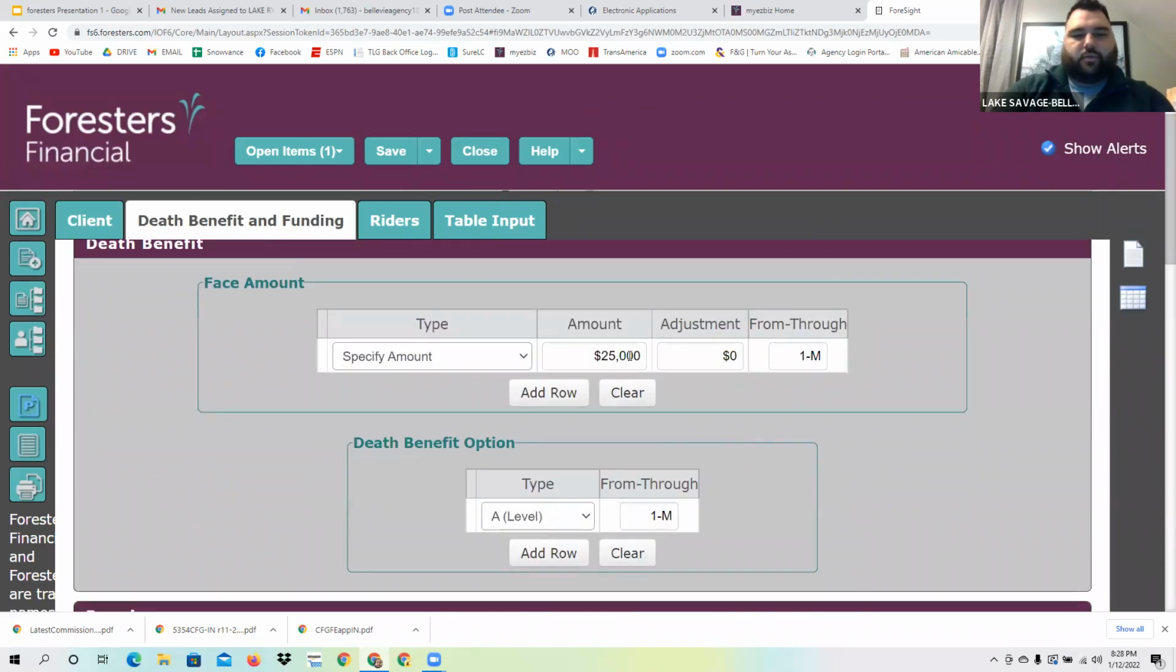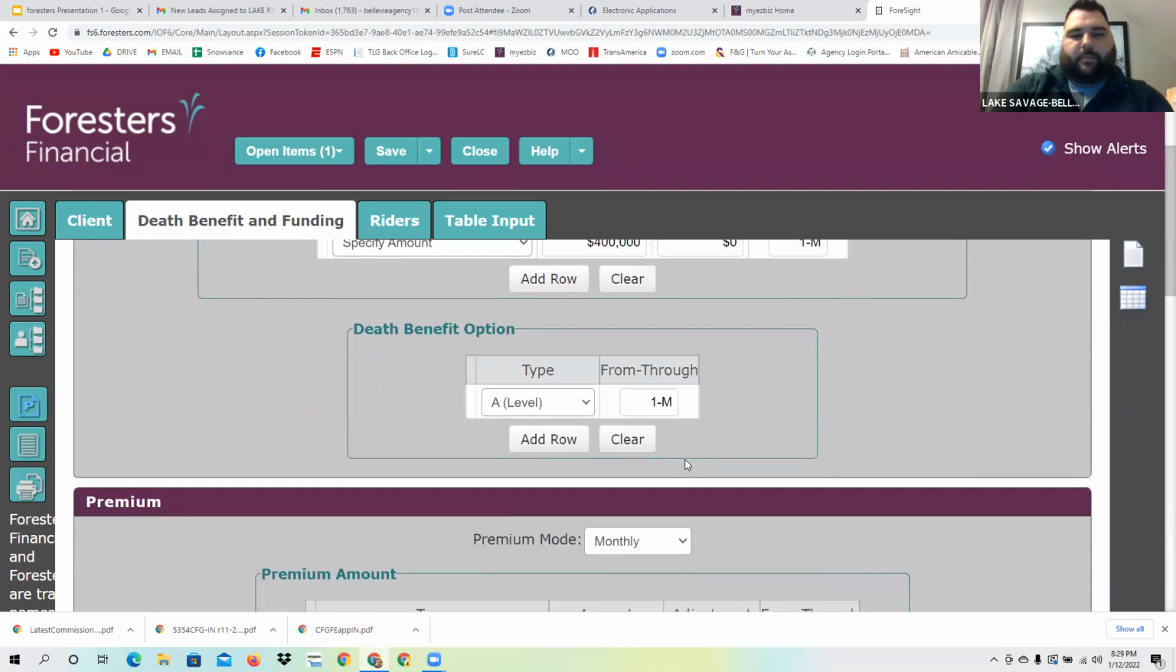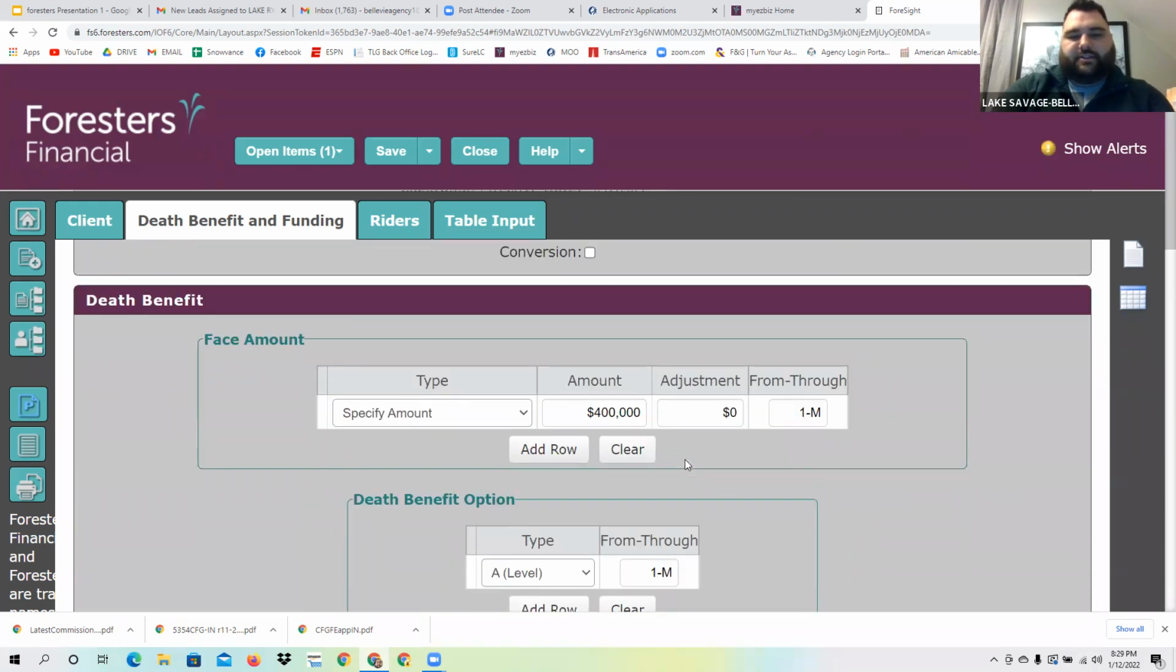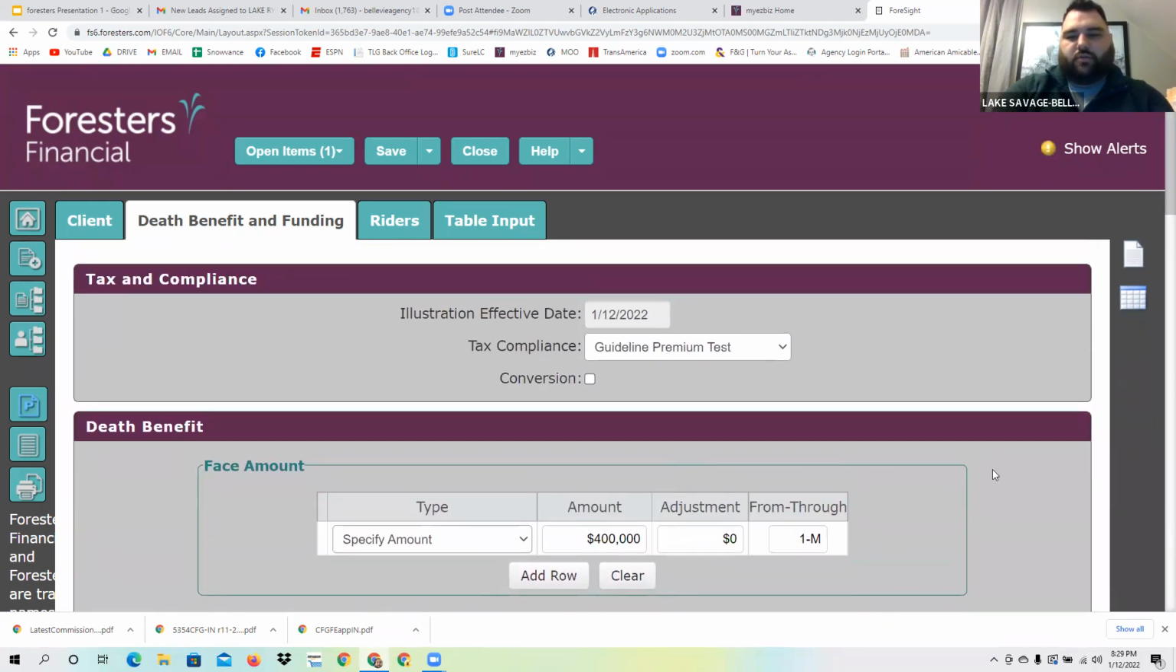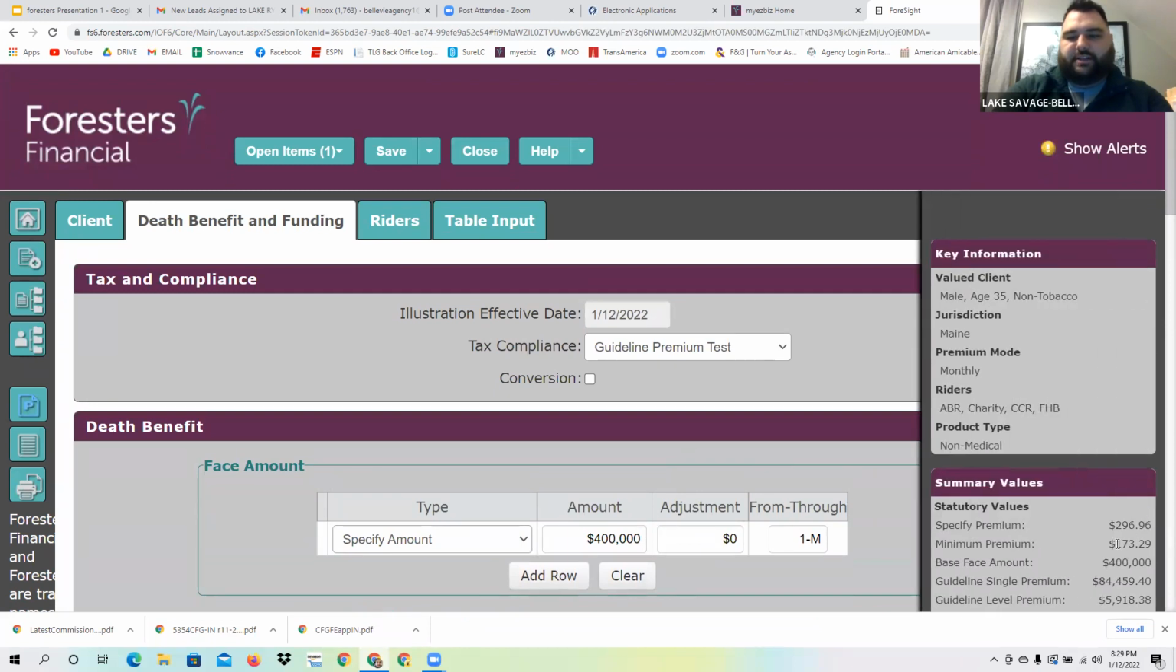And he wants a $400,000 policy, right? He owes about $400,000 on his house. So it's pretty easy. You run this program and it's going to show me. Can you guys see that down there?